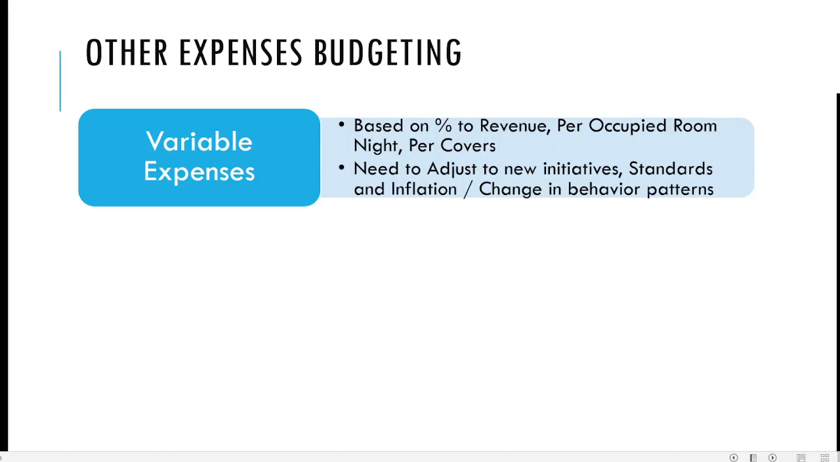In the hotels, it is based on the number of occupied room nights, by the number of customers that we serve in the hotel. For other businesses, it could be based on the number of products that we sell, number of distributors, number of customers, number of employees. So it's variable expense depending on what the business levels are.